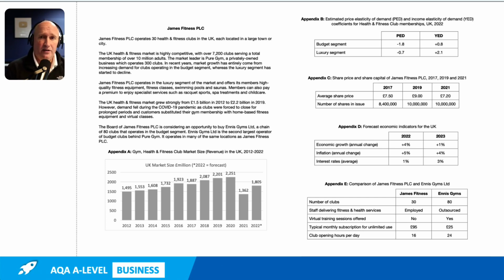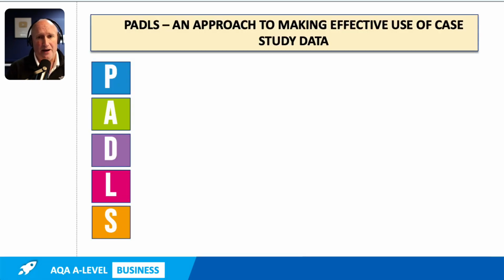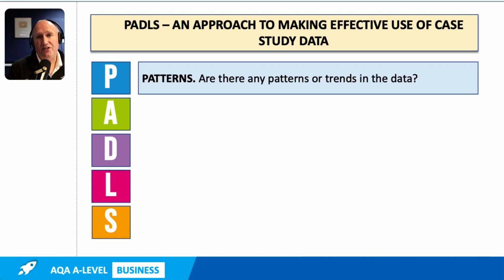So PADLS is a useful acronym to use and to remember when it comes to making the most of that data. So let's have a look and see what PADLS is all about. There it is on the screen. By the way, it's a download in the files section of the course if you want to download a PDF, print it off and put it into your folders. Let's quickly go through each of the 5 letters.